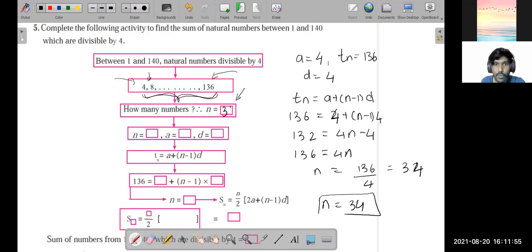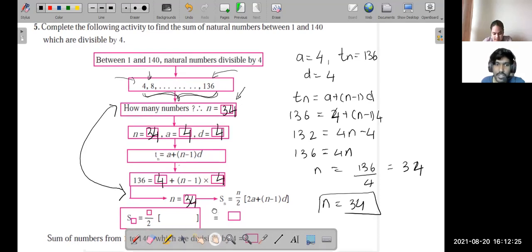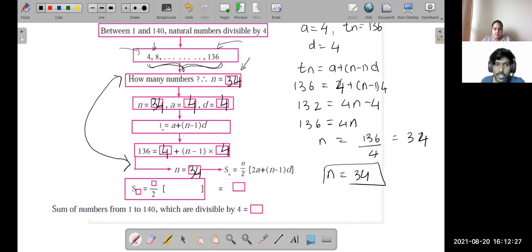So here I'll write 34. Here also 34. First term is 4, common difference is also 4. Now if you substitute in this formula, 136 is equal to A, which is 4, plus n minus 1 into D, which is again 4. So we get n as 34. I don't understand why they have made us write it 2 times, but it's okay, the activity is only that way. So we write 34 here also. In this box also you write 34. Here 34 upon 2, and here you substitute the values.